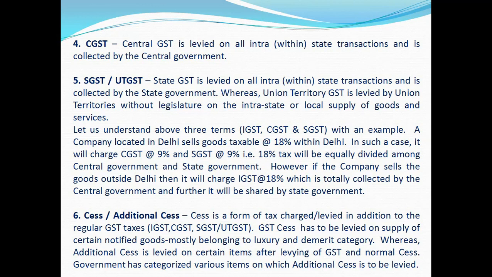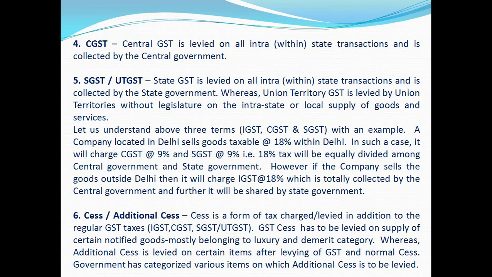Let us understand these three terms, that is IGST, CGST and SGST, with the help of an example. A company located in Delhi sells goods taxable at 18% within Delhi, that is, it is a local transaction. In such a case, the company will charge CGST at 9% and SGST at 9%, which will make a total of 18%. If the company sells the goods outside Delhi, then it will charge IGST at 18%.